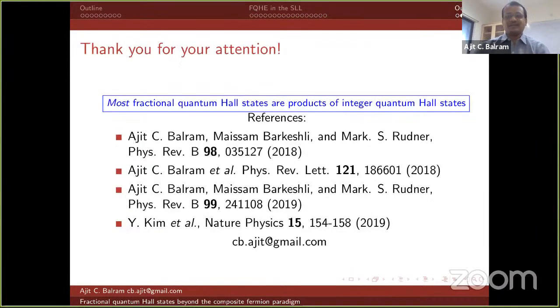Okay, so let me end with the one-line take-home message. So almost all fractional quantum Hall states that we know of can be described in this very simple manner as products of integer quantum Hall states.